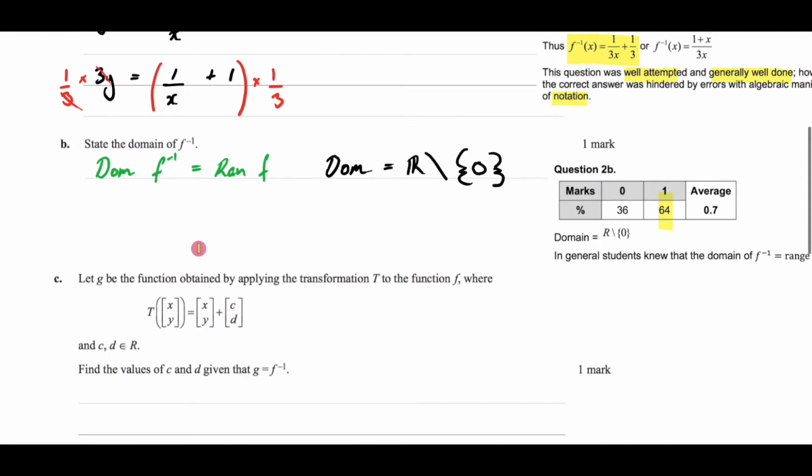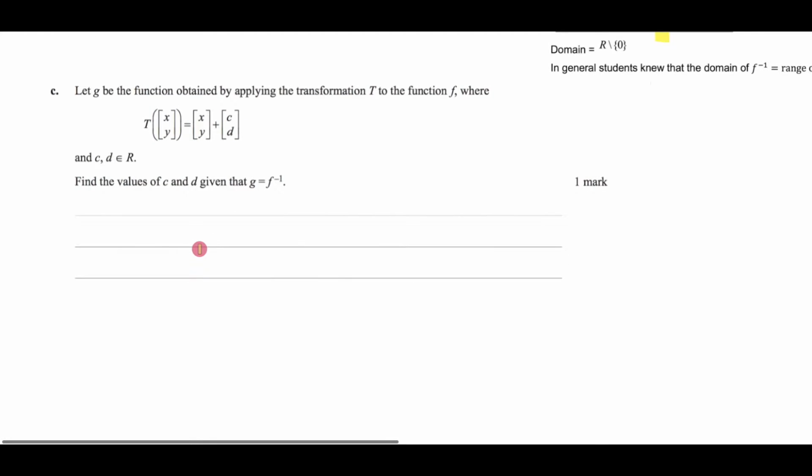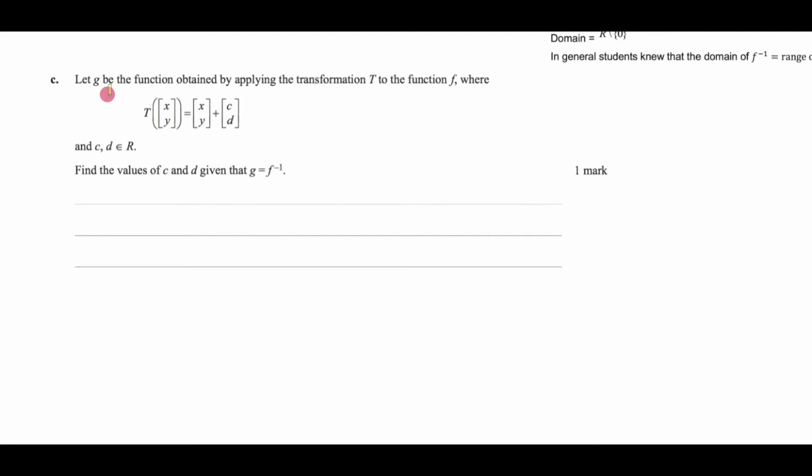Part C. All right, how are we going to do this? Let's give it a read. It says, let G be the function obtained by applying the transformation T, so this right here, to the function f, where this and C and D is an element of, so C and D are all real numbers. Find the values of C and D given that G is equal to the inverse of F.